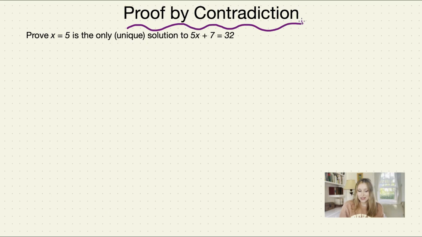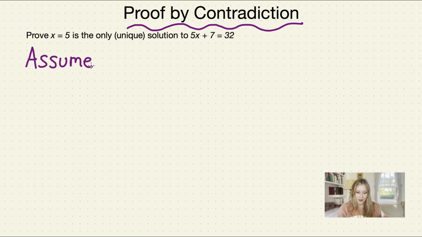So one of the best ways to really get started on practicing proofs is to know the different methods that mathematicians use to solve these proofs. Great, so now we're going to talk about proof by contradiction. This is the first type of proof, and it's a very common method that uses the negative of the statement that you're trying to prove to get to a contradiction. Prove x equals 5 is the only unique solution to 5x plus 7 equals 32.